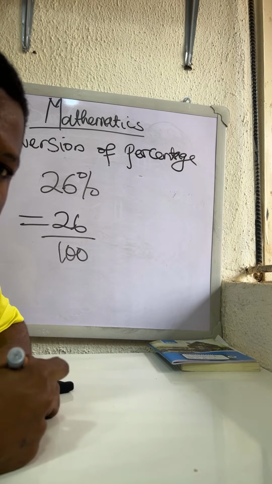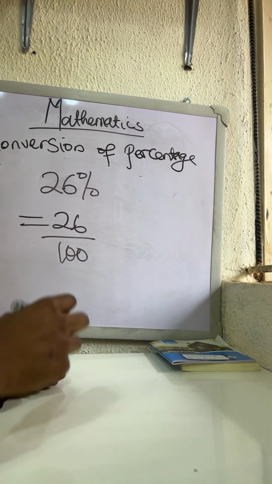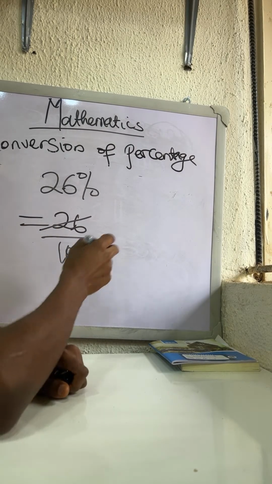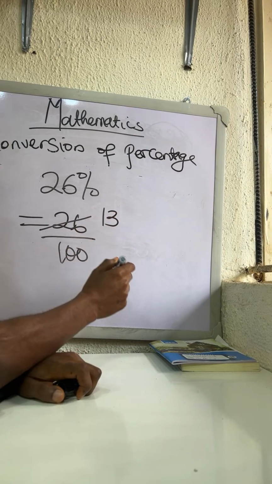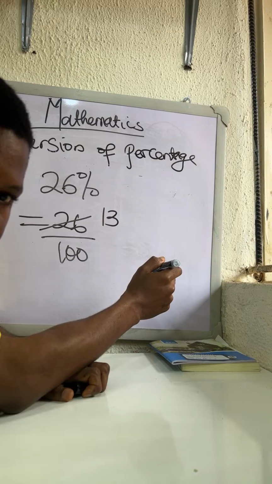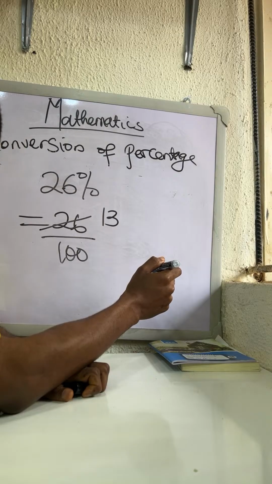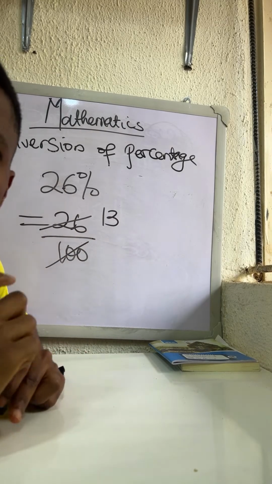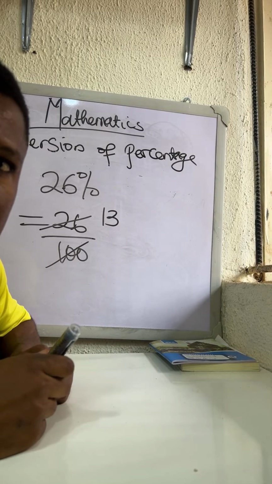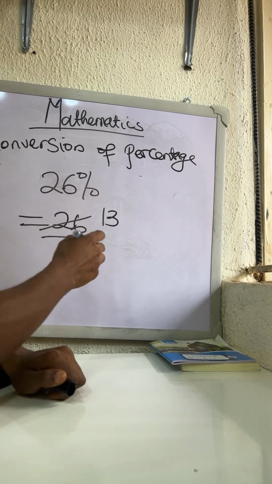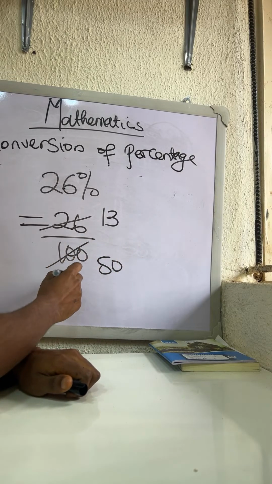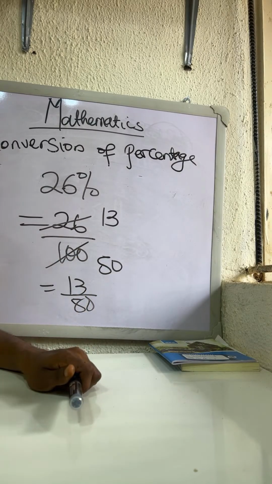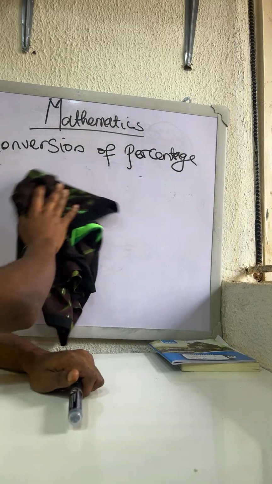You said 4? No, you divide by 2. If you divide 26 by 2, what do you get? 26 divided by 2 is 13. Then 100 divided by 2 is what? 50. Correct. So the answer becomes 13 over 50. Okay? Good.